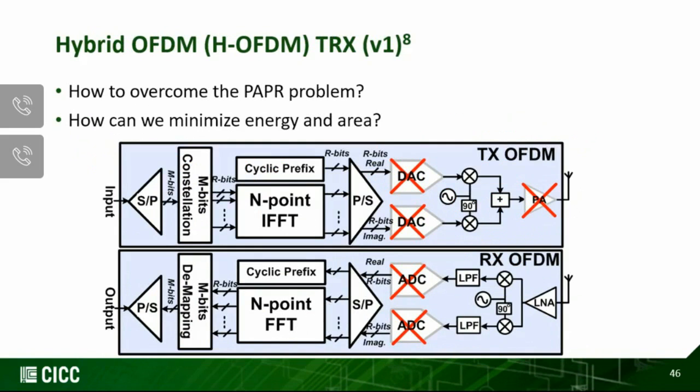So the conventional OFDM actually successfully mitigates the varying channel condition. However, that's at the cost of much more power. We can also see that the hybrid OFDM can overcome that issue of high power consumption. So how do you overcome the PAPR problem in conventional OFDM, and how can you minimize the energy and area? Well, one way to do it is to just eliminate the DAC and the power amplifier, which, as I said in the previous slide, are the source of high power consumption in conventional OFDM.